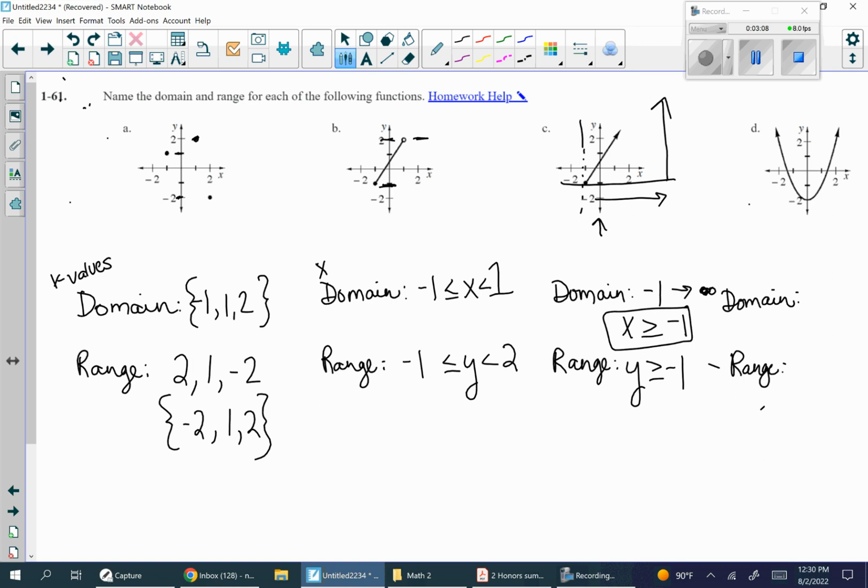Okay, domain here for our parabola. Notice these arrows indicate that it's going to go to the left and to the right infinitely. So that means every x value is a possibility. So all real numbers is our domain. For a range, we start down here at -2. And it goes up and increases forever and ever and ever. So our y values are greater than or equal to -2. If it touches, we have to assume that that is a closed circle there.